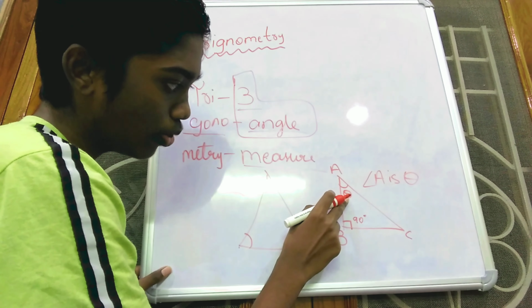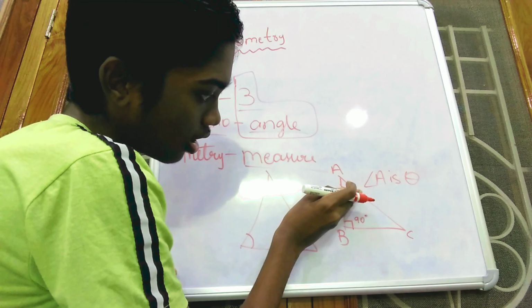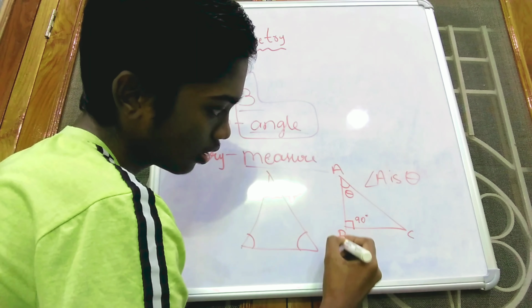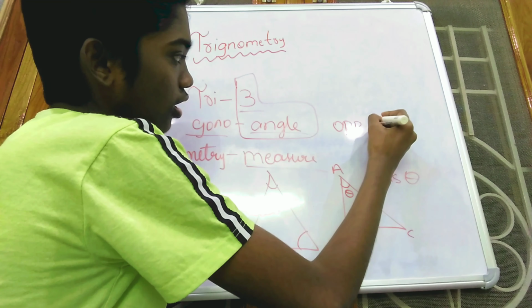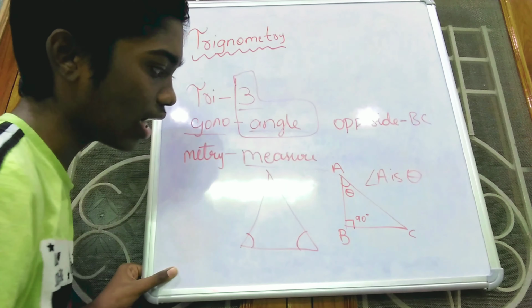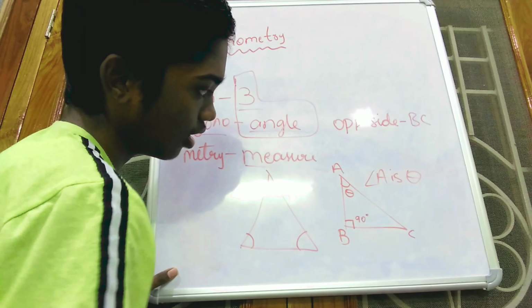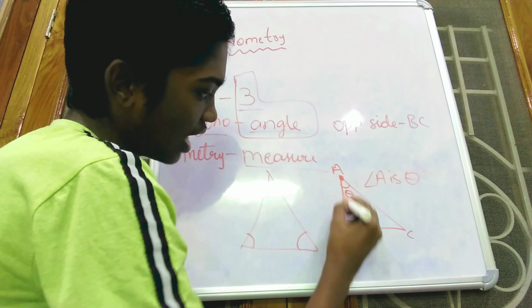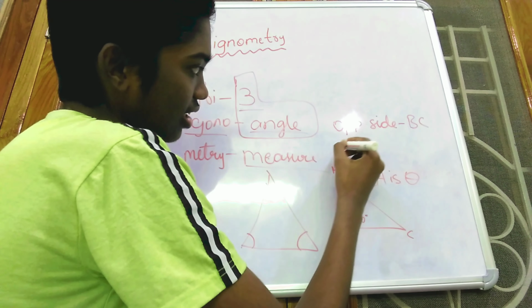Now what is the opposite side to theta? This is the theta, and the opposite side to theta is BC. So the opposite side is BC. Coming to the adjacent side, which is the side touching the angle theta, if you observe, the line AB is touching theta, so we can say AB is the adjacent side.